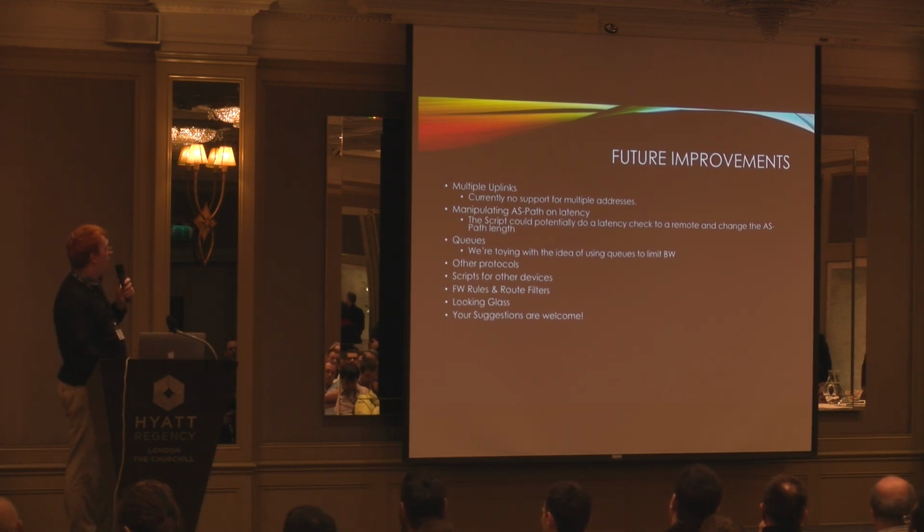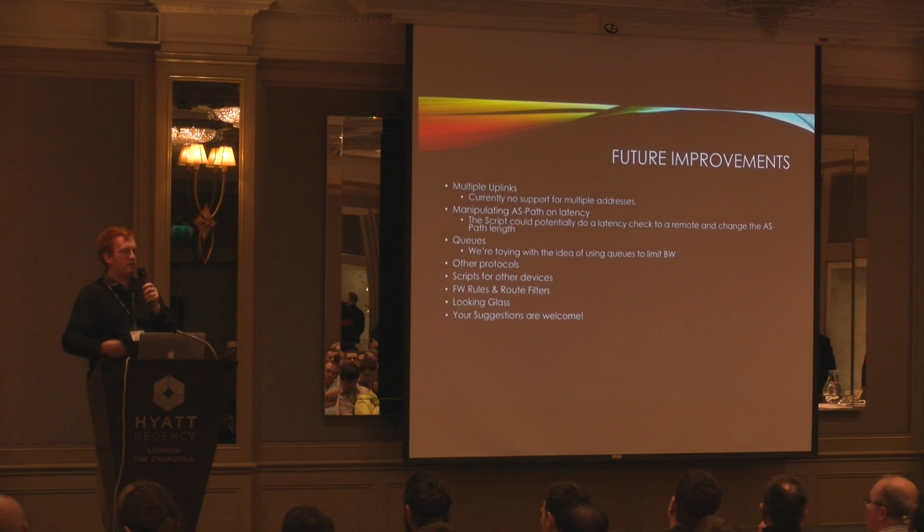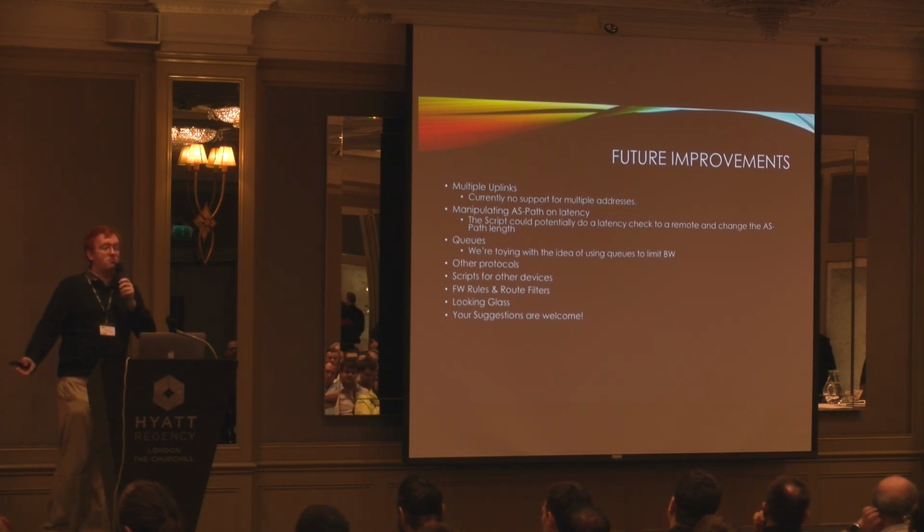I've mentioned here manipulating the AS path on latency. So a couple of ideas that we're sort of floating between us and the other folks on there, mainly the networking guys, have come up with a few ideas on basically padding out the AS path if we've got high latency on the line.